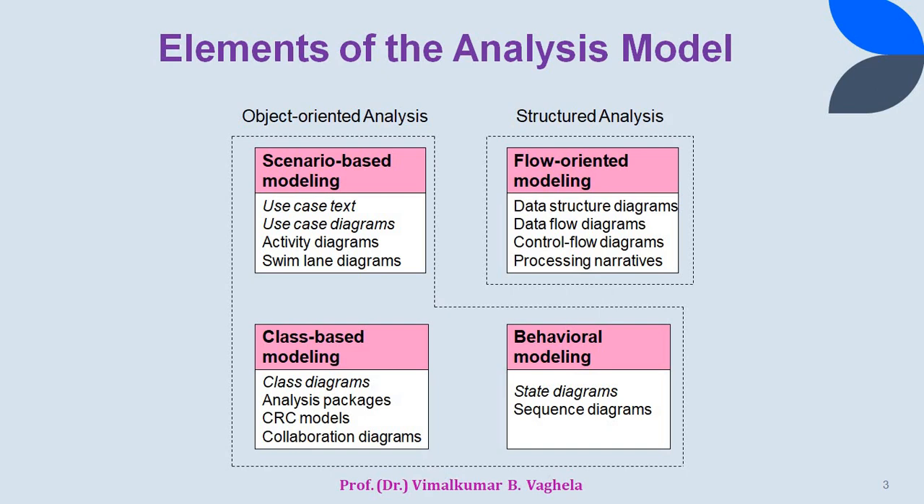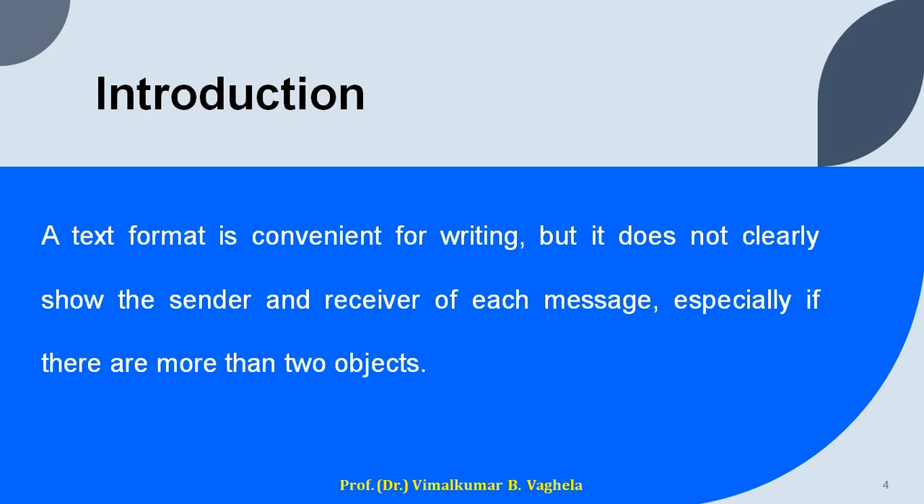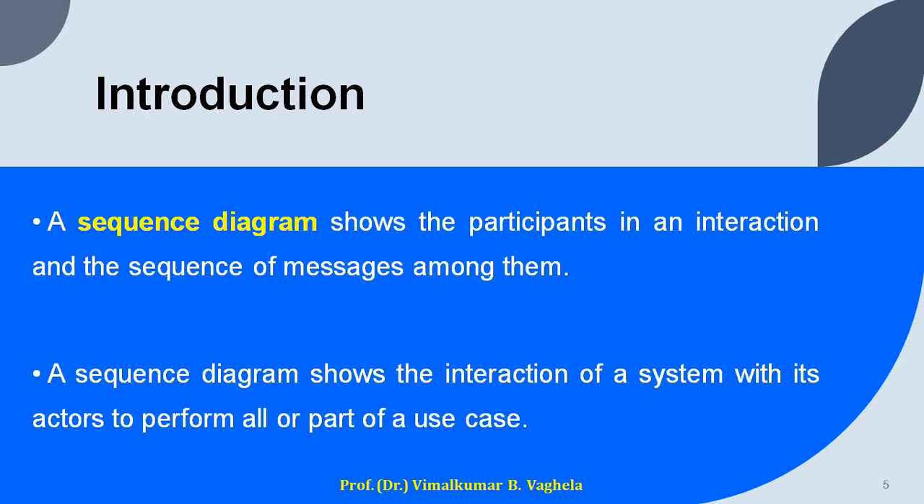Today we are going to discuss the sequence diagram, which is part of behavior modeling. A text format is convenient for writing, but it does not clearly show the sender and receiver of each message, especially if more than two objects are involved in the system. A sequence diagram shows the participants in the interaction and the sequence of messages among them. It shows the interaction of the system with actors to perform all parts of the use cases.